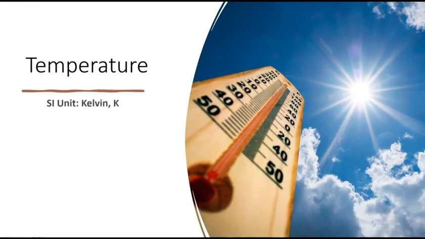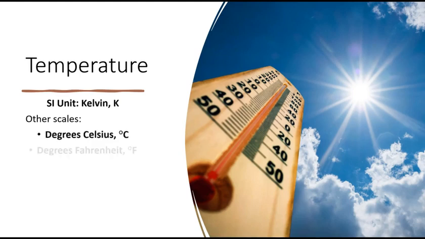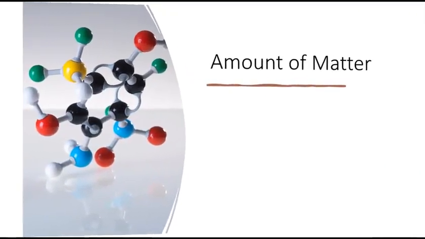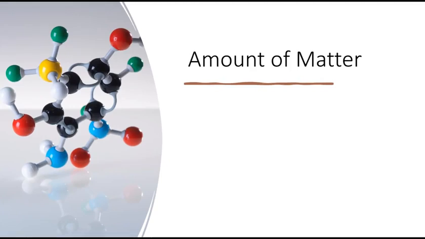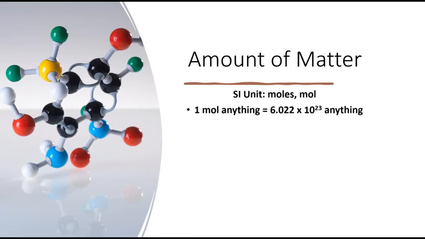For temperature, the SI unit is Kelvin, uppercase K. There are other temperature scales that we use quite frequently, degrees Celsius and degrees Fahrenheit. For the amount of matter, the SI unit is moles or mol, and 1 mole of anything corresponds to 6.022 times 10 to the 23rd anything. We also know this number as Avogadro's number.